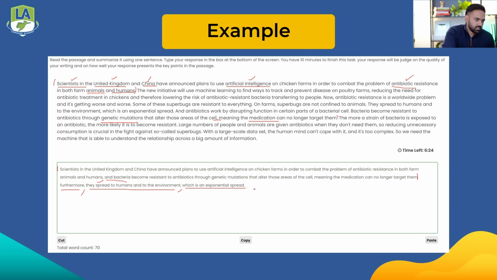That's it. By connecting three sentences, I am on 70 words. If I try to connect another sentence, I will definitely exceed the word limit. Therefore, I'll just put a full stop over here and stop. Let's say after connecting three sentences, you are on 55 words.